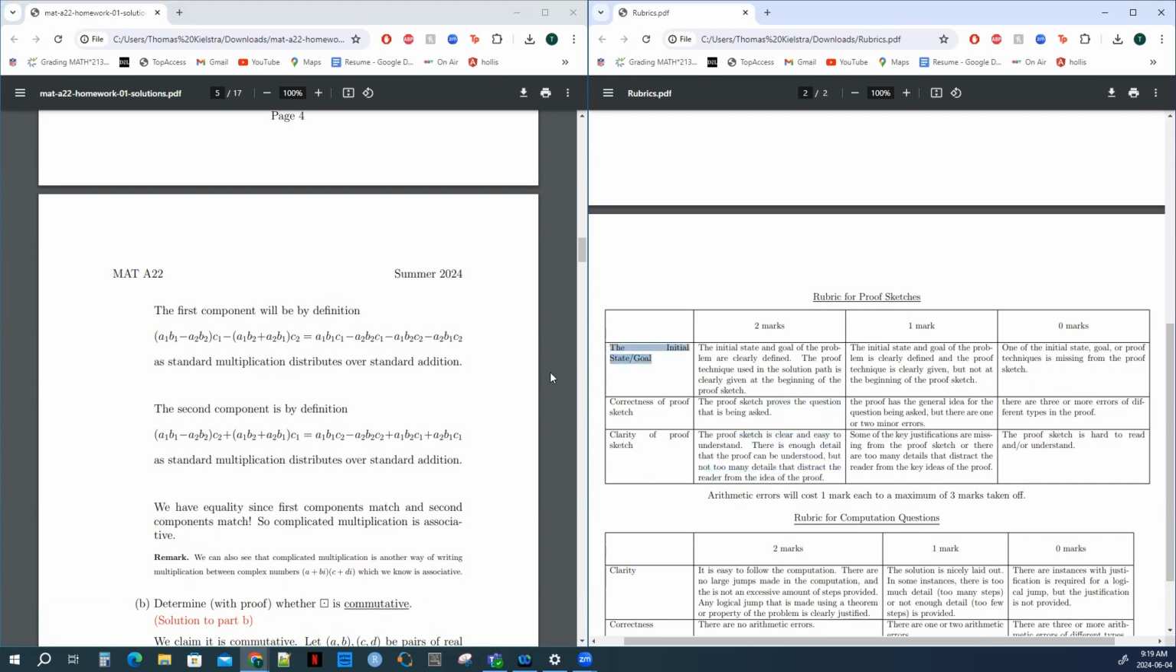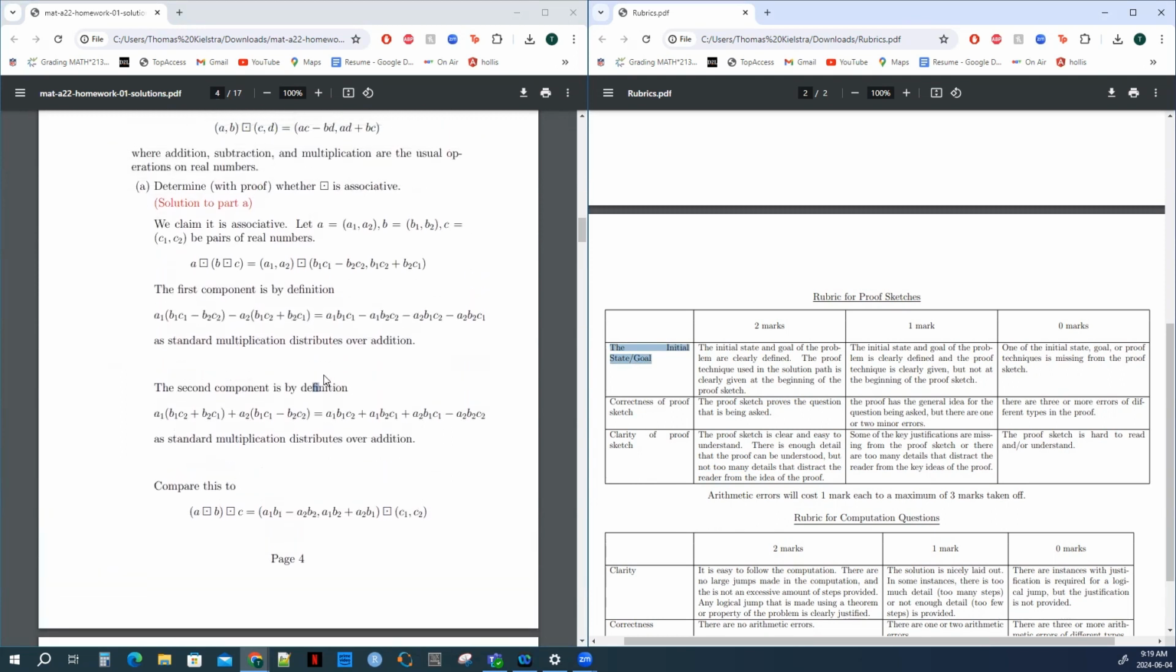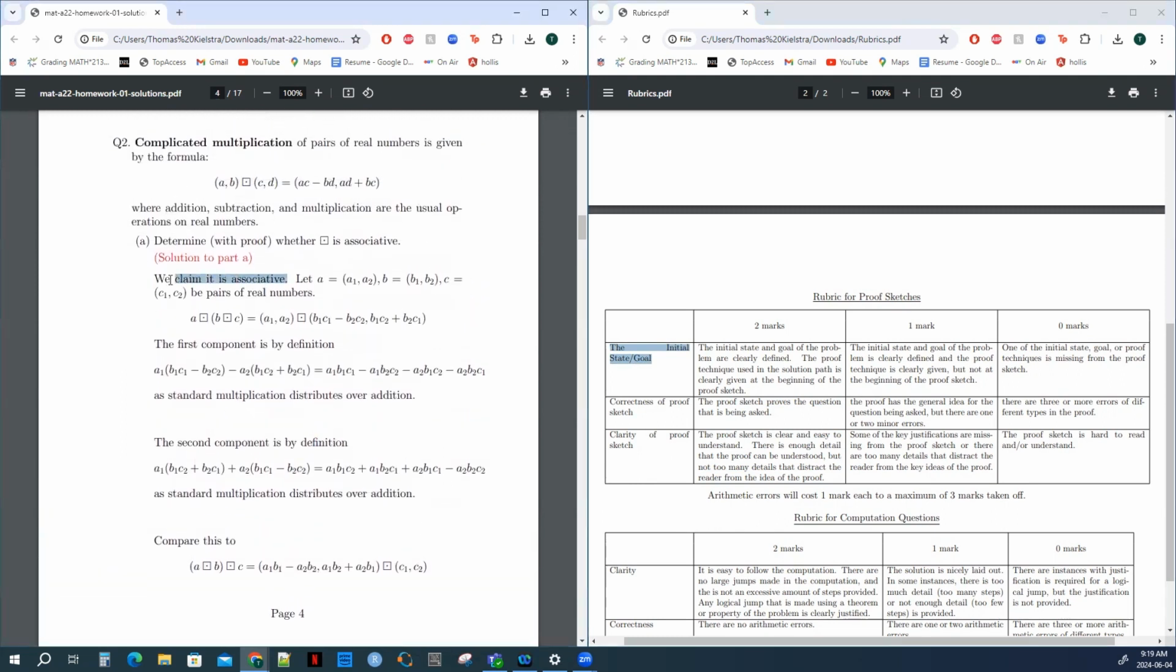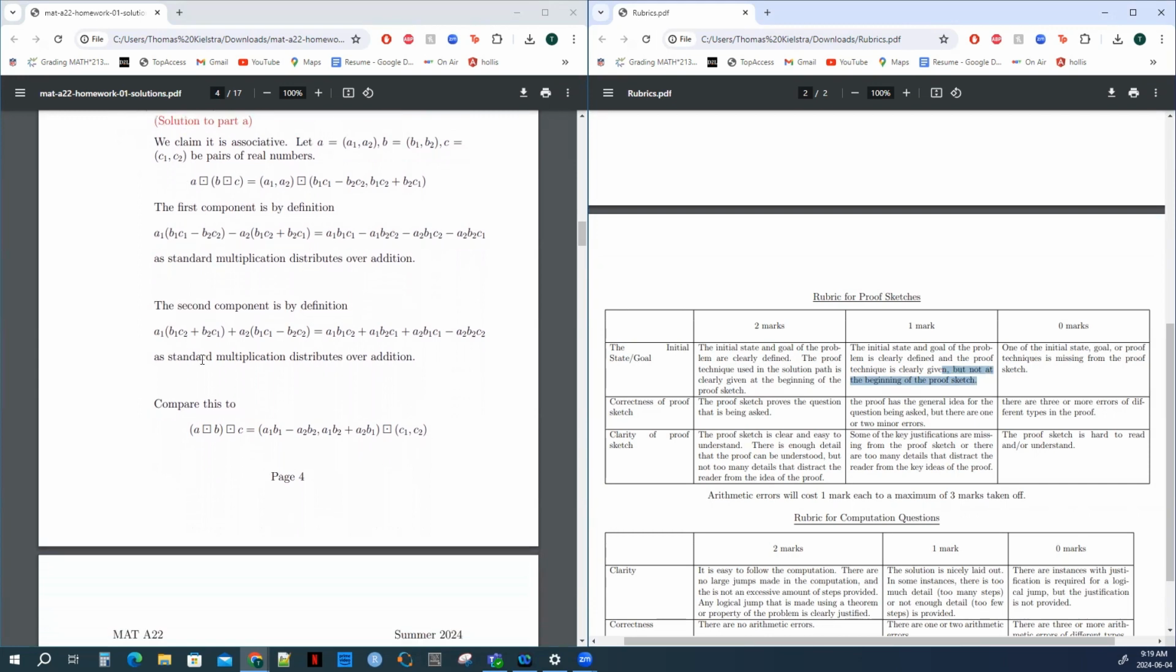Once again, the initial state and goal is what's missing. At the beginning, it says we claim it's associative. They state what the goal of the problem is, what the initial state is. They give what the initial state is. We've got these 3 real numbers. But they haven't clearly stated the proof technique used, or how they're going to solve this problem clearly at the beginning. And they do explain the proof technique as they go along.